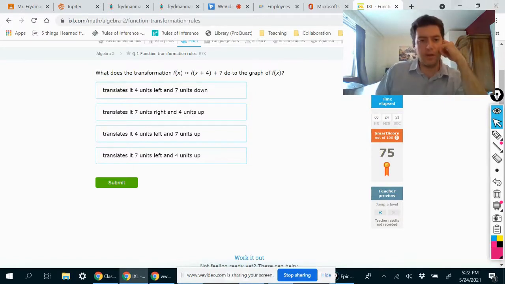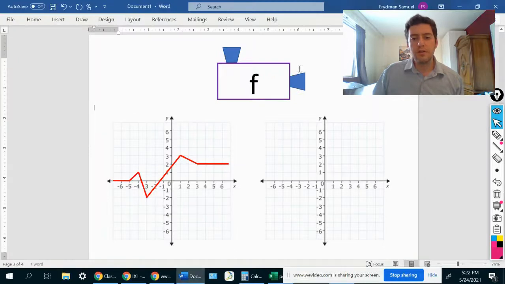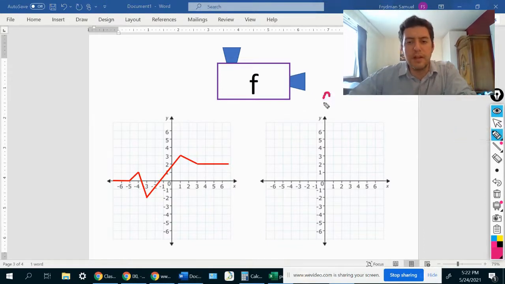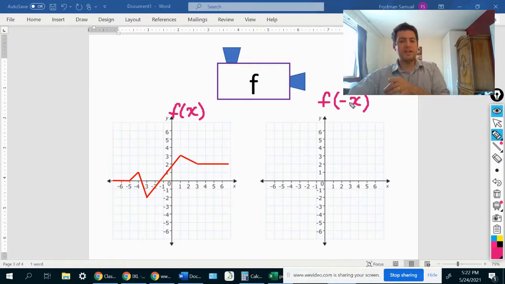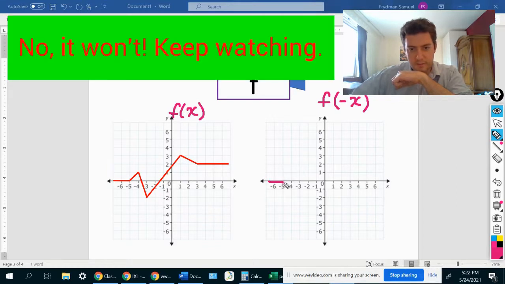So I'll just end by talking about if you get one that says reflect. I didn't use the word reflect when I was doing these examples over here. I used the word flip, but we did this example already. If we have a negative inside the argument, then that would flip it this way.